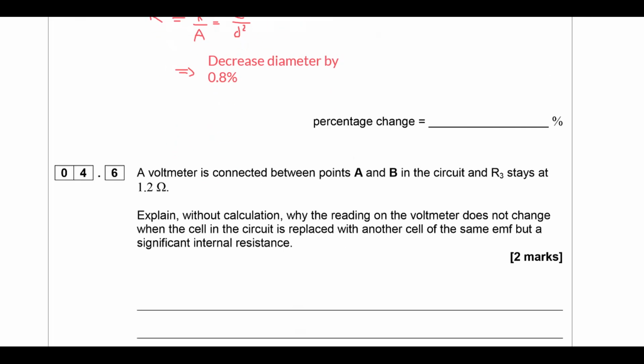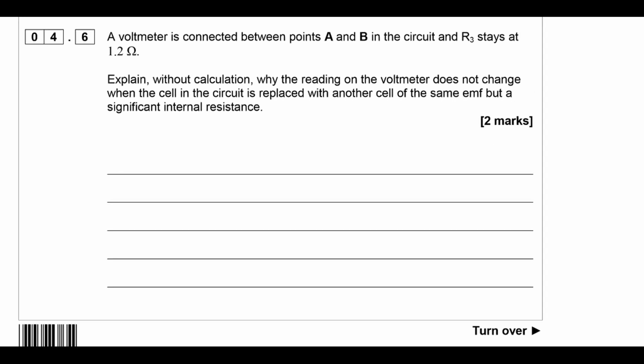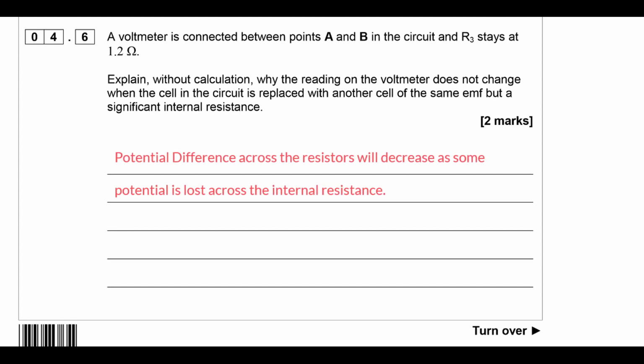So a voltmeter is connected between points A and B in the circuit, and R3 stays at 1.2. Explain without calculation why the reading on the voltmeter does not change when the cell in the circuit is replaced with another cell, the same EMF, but significant internal resistance. Okay, so internal resistance is going to mean the potential difference across the resistors is decreased because the terminal voltage is now going to be less than the EMF. Okay, but the potential difference across the two loops, if you like, of the resistor section is still the same because those two are still in parallel with one another.